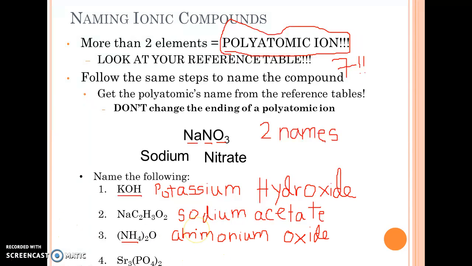And finally, the very last example down here, again we see 3 elements, a clear indicator that we have a polyatomic ion. Another dead giveaway is the parentheses here. So we're going to look in the reference table and name this compound. We have Sr, which is strontium, and PO4, which is phosphate. So here we have strontium phosphate.